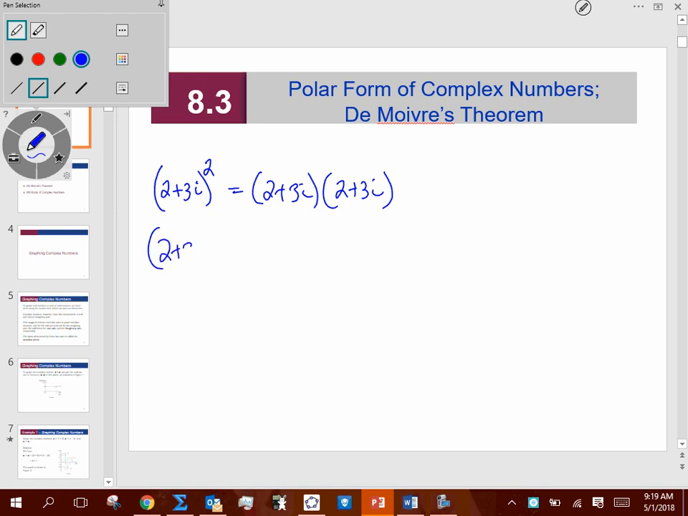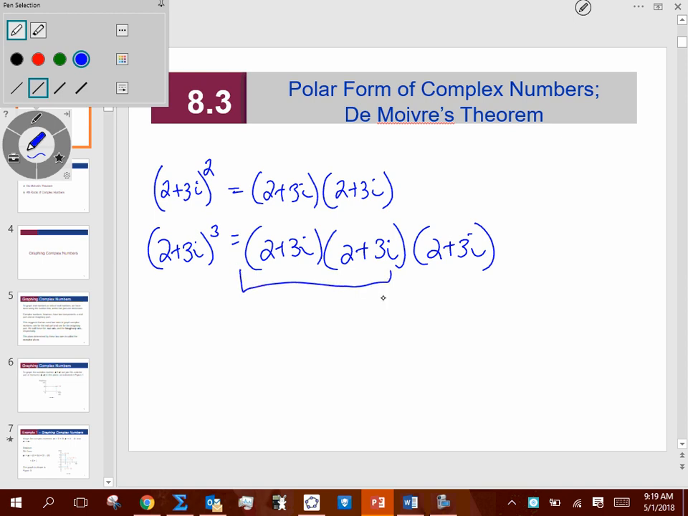But if I want to go 2 plus 3i cubed, we go 2 plus 3i, 2 plus 3i, 2 plus 3i. And we'd have to FOIL that one time, right? Get essentially another binomial. And then you have to FOIL that a second time to get my final answer, right? Okay. So there's some messy foiling involved. What if I wanted to go 2 plus 3i to the fourth?